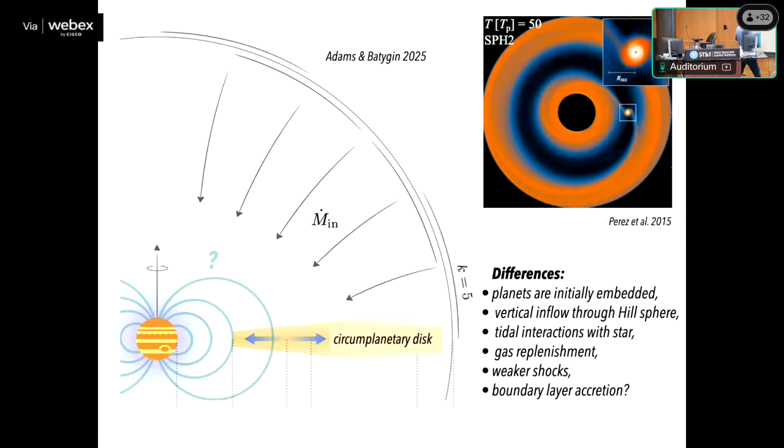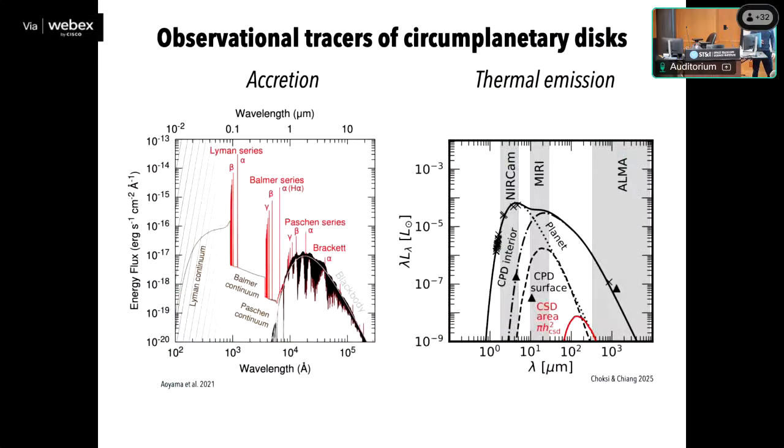And if there's no magnetic field, then the disk might actually reach all the way to the surface, and another accretion mechanism called boundary layer accretion might dominate the accretion process instead of magnetospheric accretion. But every word there is associated with huge unknowns, and this is virtually untested. But these are some of the ideas that are being thought about.